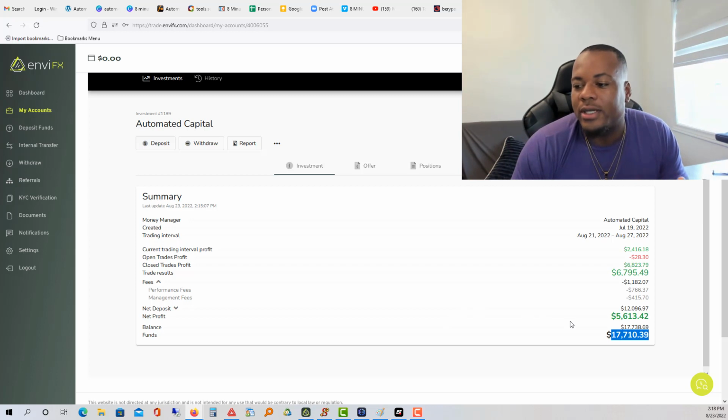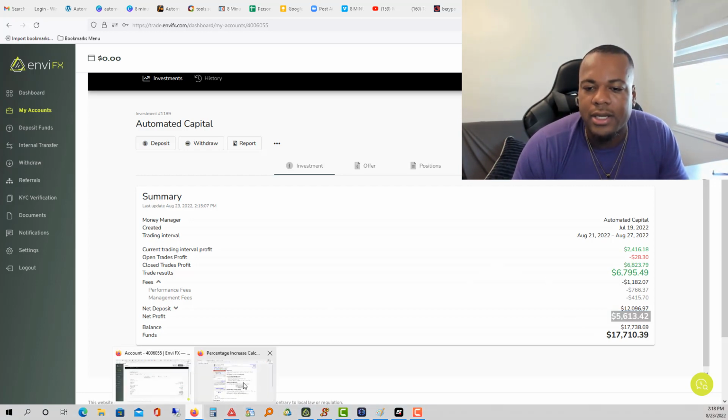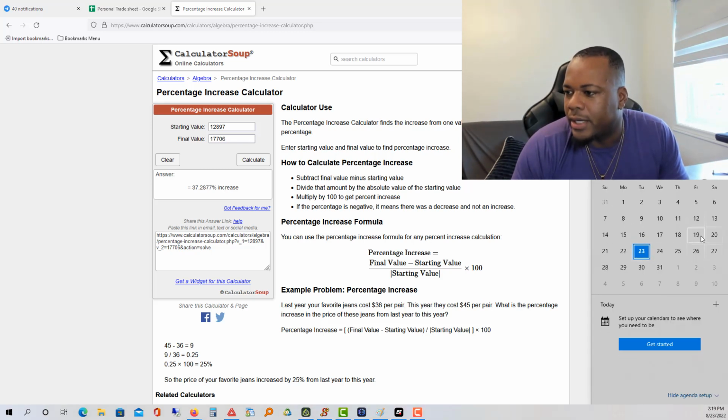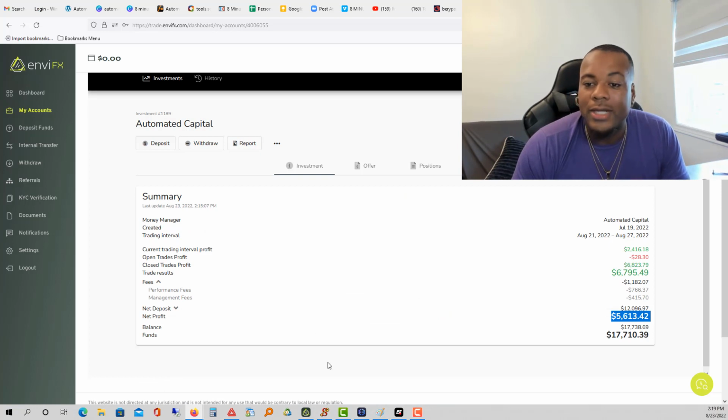In a nutshell, I started with a little bit less than 13K, and I've already made almost $6,000 on this account. So when we calculate the percentage increase, 12,897, which I started with, and now I'm at 17,706. Click calculate on that: 37% increase in a month and a couple days. August 19 would have been exactly a month, which was a Friday. So a month and I'll say 2 days, because there's no trading on the weekends. A month and 2 days, 37%, not too shabby. I love it. So that's Automated Capital.